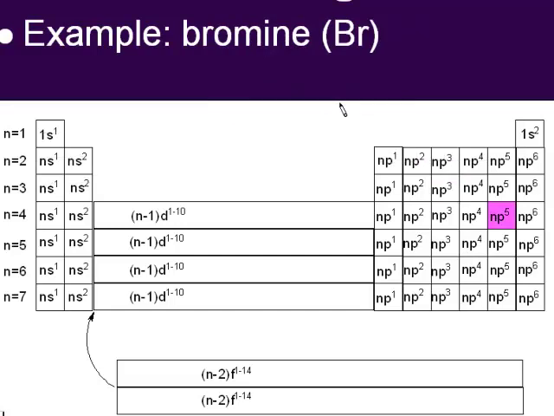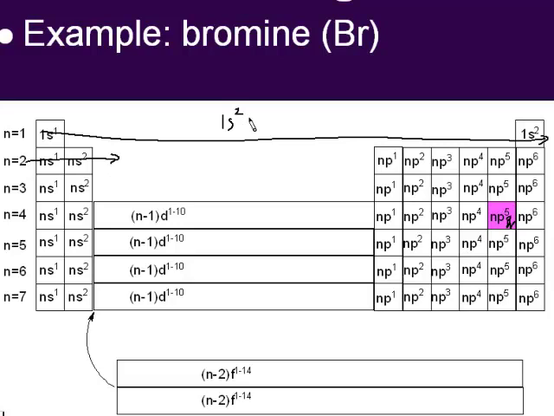Another example, bromine. Bromine's down here. Starting from hydrogen, go first row, that's 1s2. Second row, 2s2 gets me there. Keep going. Next 6 give me 2p, so I'm going to write 2p6. Third row, first 2 give me 3s2. Next 6 are going to fill all the way up through the 3p's, so I'm going to write 3p6.